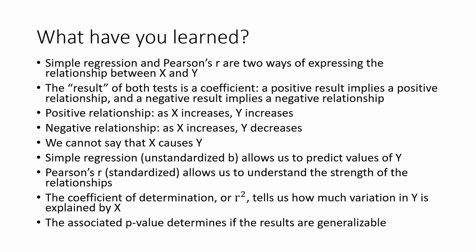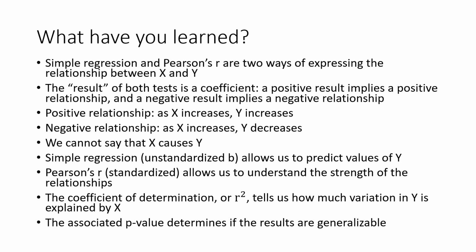Okay, let's summarize the key points that you learned in Chapter 8. We looked at two methods, simple regression and Pearson's R. These are essentially the same method, but they describe the relationship in different terms. So simple regression describes the relationship in unstandardized terms, in raw terms, and Pearson's R describes the relationship between x and y in standardized terms. So there are two ways of expressing the same relationship between x and y. And the result of both tests, both simple regression and Pearson's R, is a coefficient.